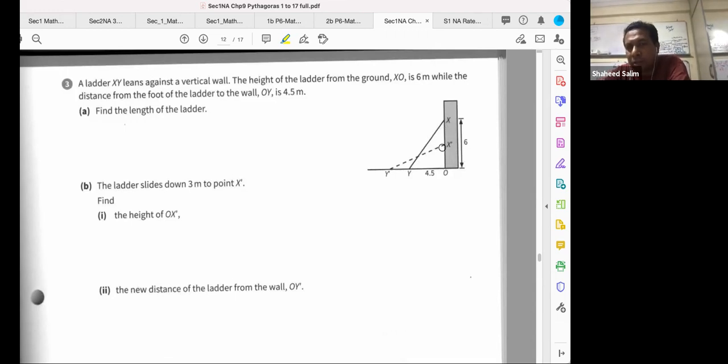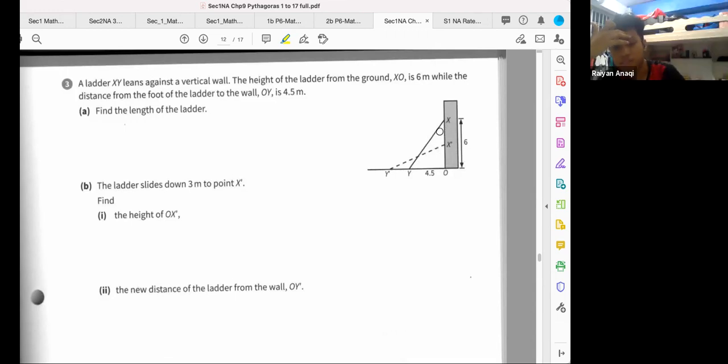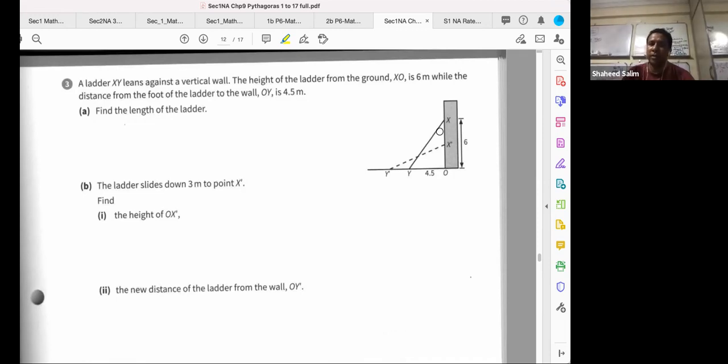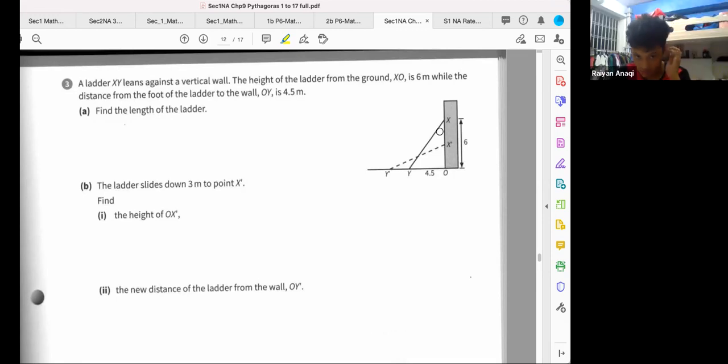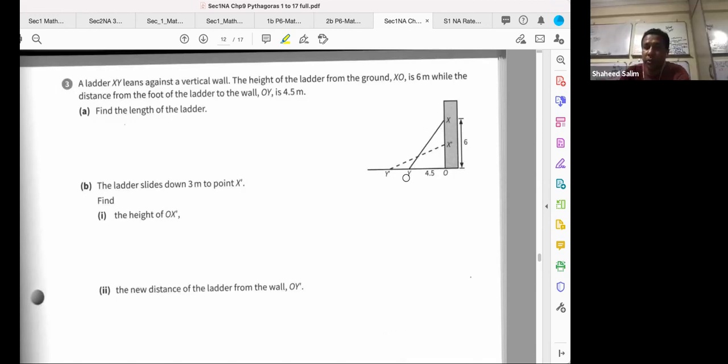This one, how much is this equal to? 6. Okay, then you can solve already. Remember, the longest is equal to the sum of the other two squared. The longest, you must remember the longest. So 6 is not the longest, right? No, the longest is always the hypotenuse. Hypotenuse is always opposite the right angle. It's always not connected to the right angle.